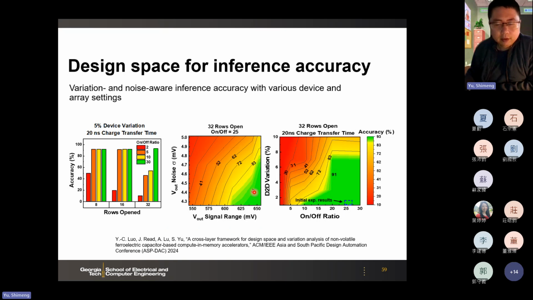But with proper design, we can still get good accuracy, over 91% for this FeFET accuracy. Here, this really depends on the number of rows that are turned on, and also the device on-off ratio. You see the device on-off ratio is low, like 2 in our initial demonstration from our MFM cap, then the accuracy will be very bad. But if we have 30, as we demonstrated in the global boundary FeFET, then we can still have good accuracy.